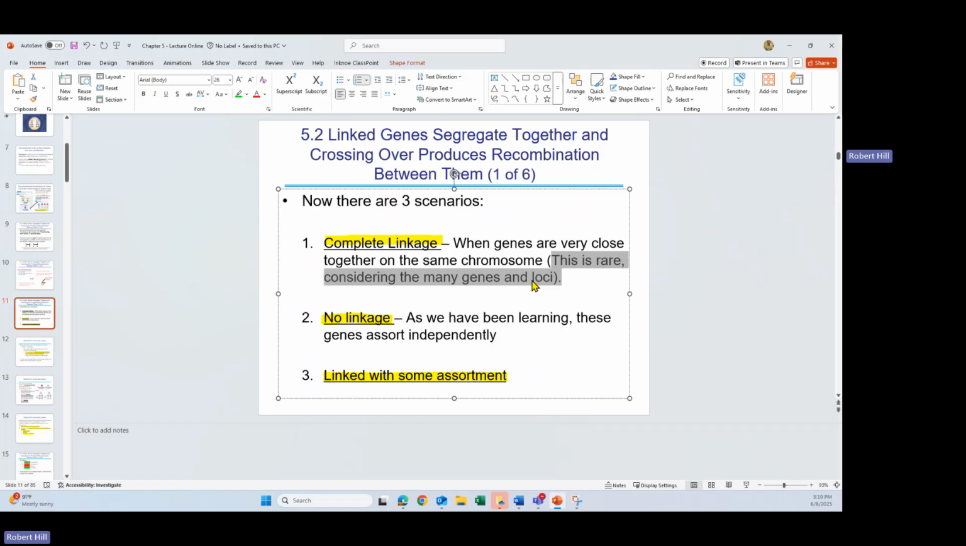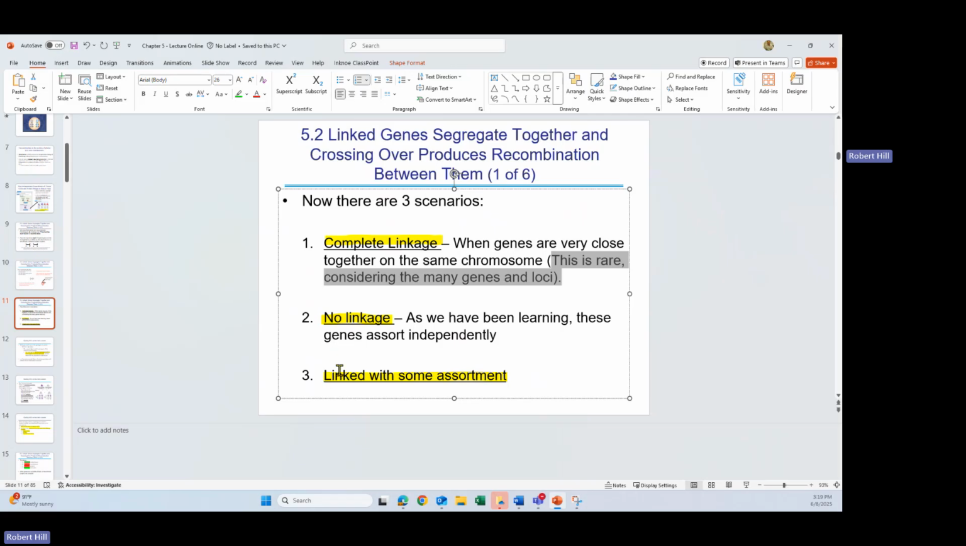That doesn't mean that it's going to be less seen, though, in your problems moving forward. You're still going to work problems that involve complete linkage. Don't think you can rule that out because it's not as common. It's just not as commonly seen in genetics, but it's commonly seen in genetics problems. Okay. And then the scenario that we're going to spend the most time on is where you have a combination of these. And that's where it gets a little more tricky.